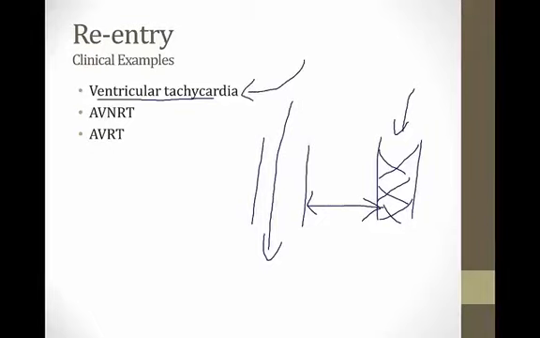AV nodal reentry tachycardia occurs when there are dual pathways in the AV node. That can lead to reentry, and I talk about this in a separate module. And then finally, AVRT is a reentry type arrhythmia that occurs in patients who have a bypass tract as part of the Wolff-Parkinson-White syndrome. And that concludes our module on action potentials.